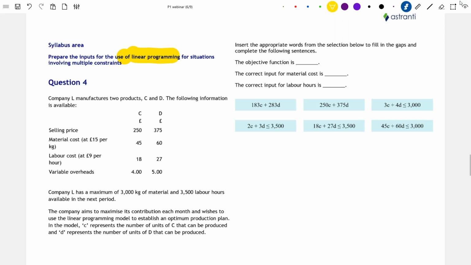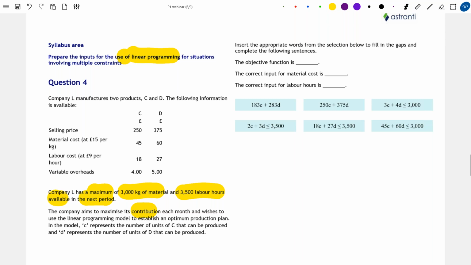Now, I mentioned linear programming being about optimization under constraint. So in the next sentence, we're told a bit about the constraints in question. That is that the company has a maximum of 3,000 kilos of material and 3,500 labor hours available in the next period. So it wants to maximize its contribution each month and wants to optimize its production plan to make sure that it does actually achieve this aim.